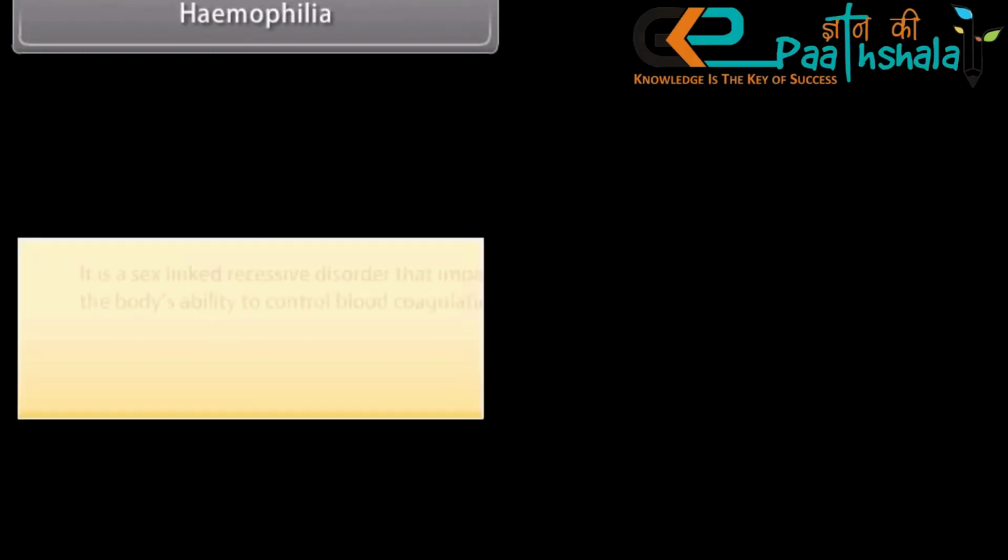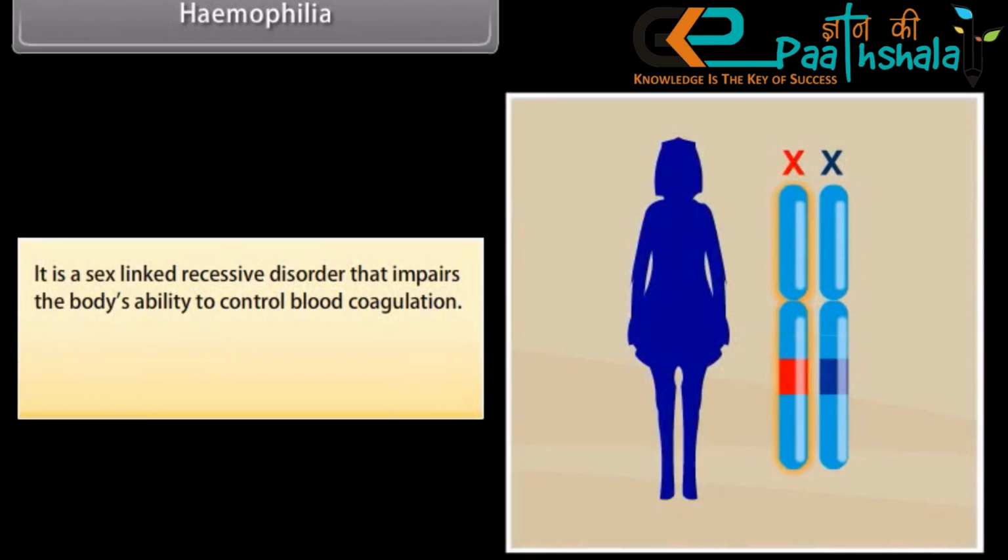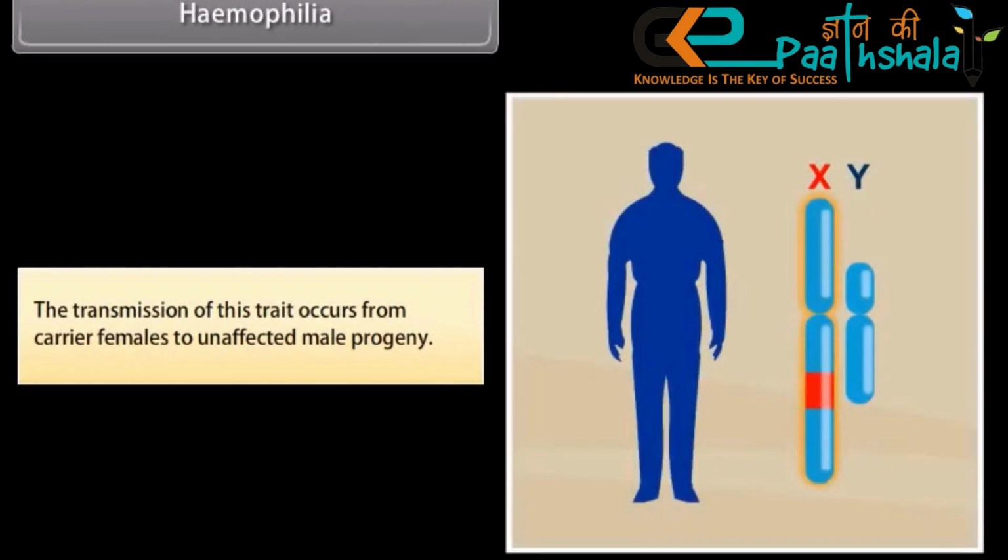Hemophilia. It is a sex-linked recessive disorder that impairs the body's ability to control blood coagulation. It is caused due to the deficiency of certain clotting factors. The transmission of this trait occurs from carrier females to unaffected male progeny.